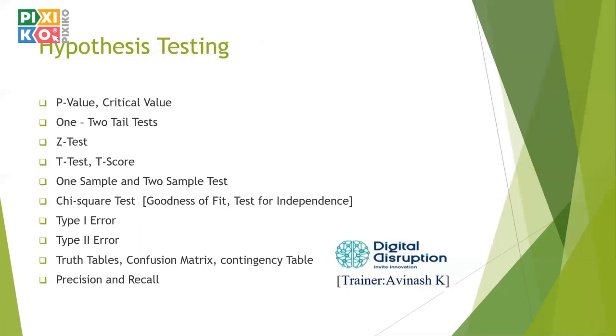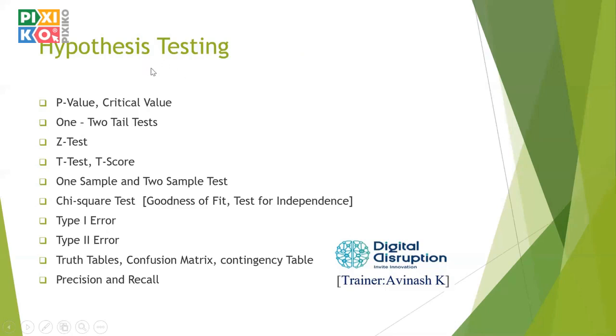And followed by the course of time, we will be discussing another very important aspect that is called hypothesis testing. And this testing will ensure we have a good coverage of so many other important topics like type 1 error, type 2 error, the confusion matrix, the truth tables, the precision and the recall.